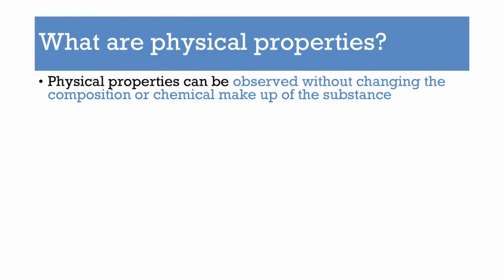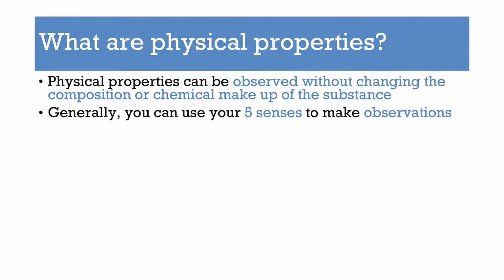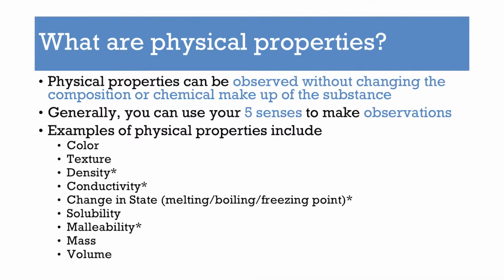A physical property can be defined as anything that can be observed without changing the composition or chemical makeup of the substance. So generally you're going to use your 5 senses, so sight, hearing, taste, smell, and touch, to come up with these observations. Some examples of physical properties include color, texture, density, conductivity, change in state, so all of your phase changes, solubility, malleability, mass, volume. The ones with these asterisks, these little stars, are things we're going to get into today in this video.